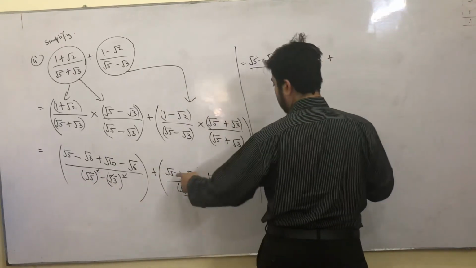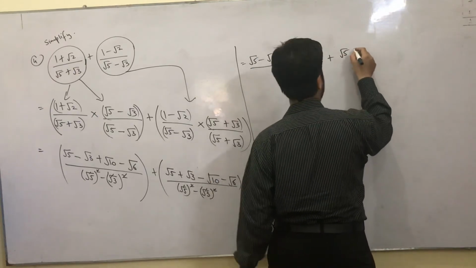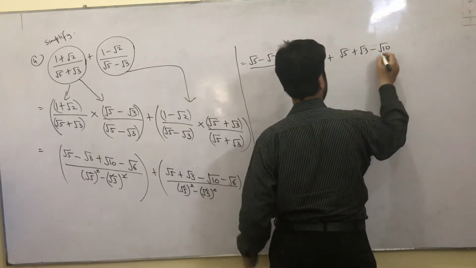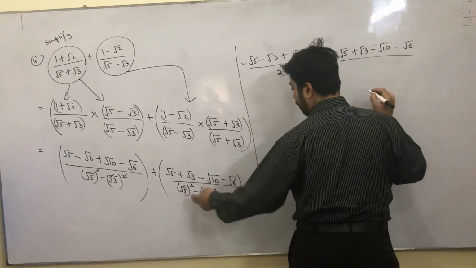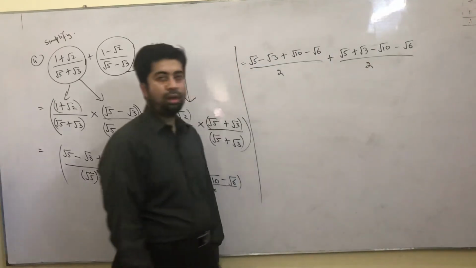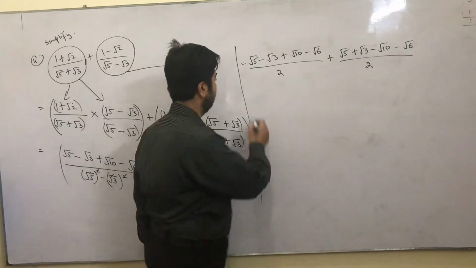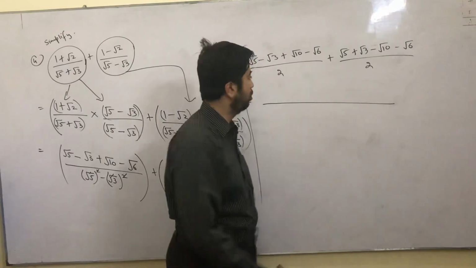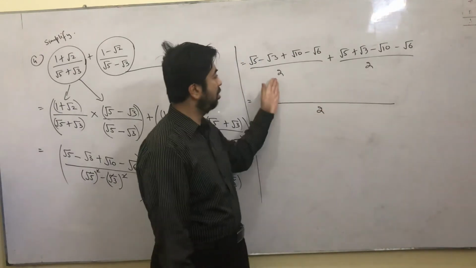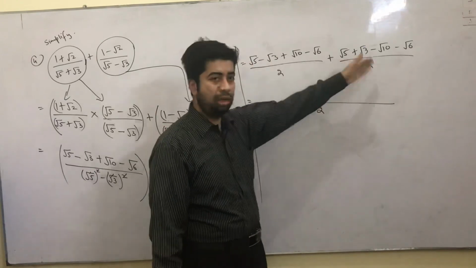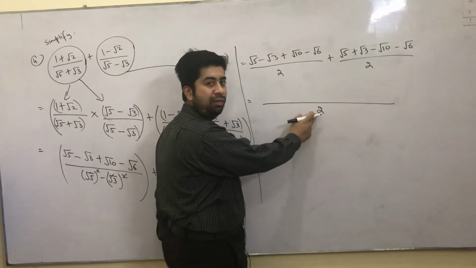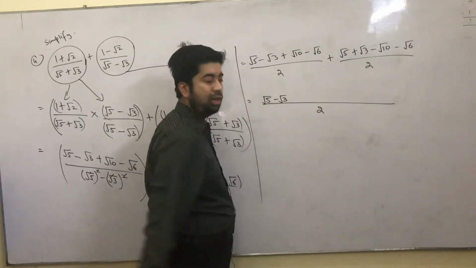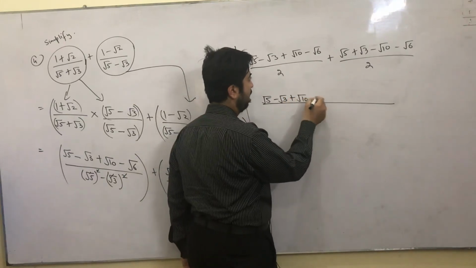And after that, positive sign, the square root 5 plus square root 3 minus square root 10 minus square root 6, and in the denominator again 5 minus 3, that is 2. Now we just have to take LCM. So what will be the LCM? As this is 2 and this is also 2, if both the denominators are same, you can write all the values similar. So this 2 is cancelled with this 2, and after that you can write the numerator as it is, square root 5 minus square root 3 plus square root 10 minus square root 6.